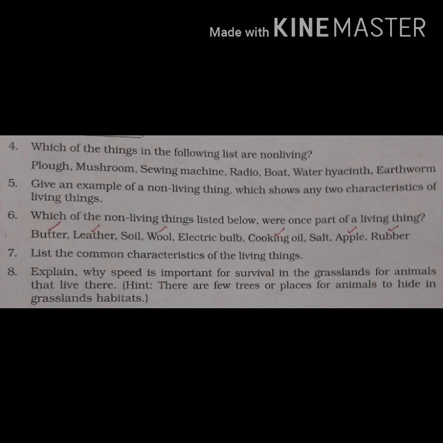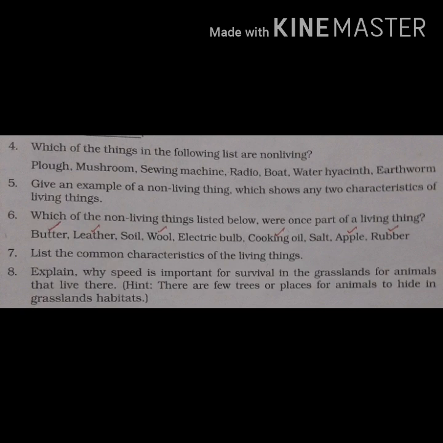Now, I'll tell you the answers for question number 4, 5, 6 and 7. Question number 4. Which of the things in the following list are non-living? That you will be able to write. Okay, do it on your own. You can do it in the textbook itself. You need not write these answers in your notebook.